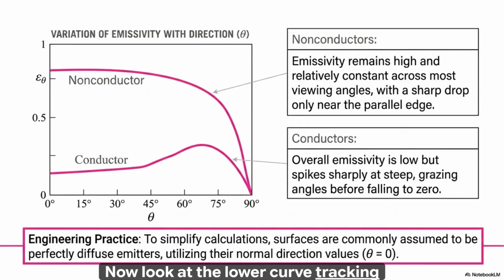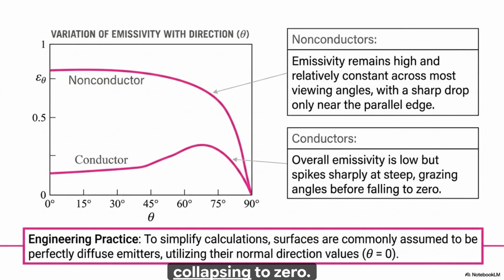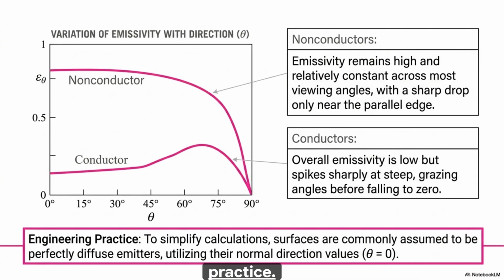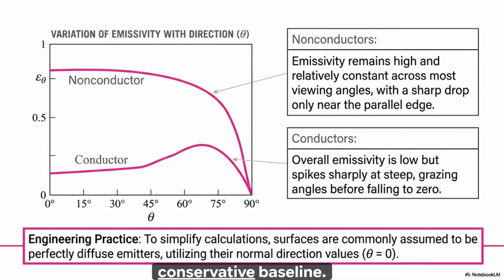Now look at the lower curve tracking electrical conductors, like polished metals. The middle call-out box defines this profile. A conductor's overall emissivity is naturally low, but it spikes sharply at steep, grazing angles between 70 and 85 degrees before collapsing to 0. To bypass these complex angular swings in daily practice, look at the highlighted box running along the bottom. This statement defines standard engineering practice. We commonly assume surfaces are perfectly diffuse emitters and simply utilize their normal direction values, where the angle is equal to 0, as a conservative baseline.